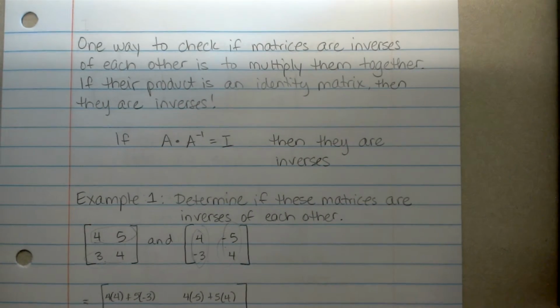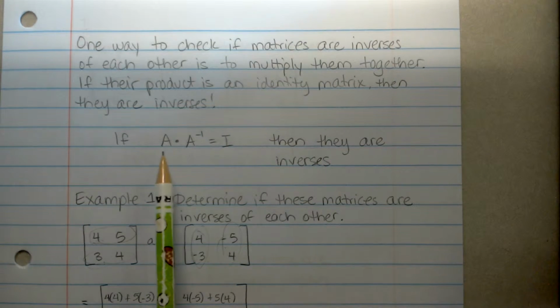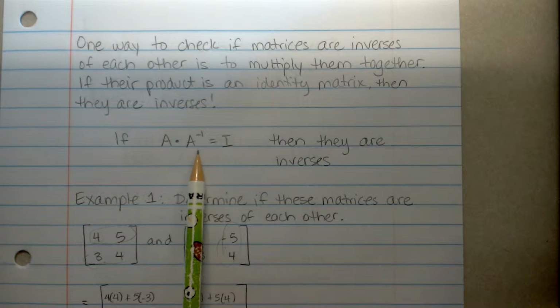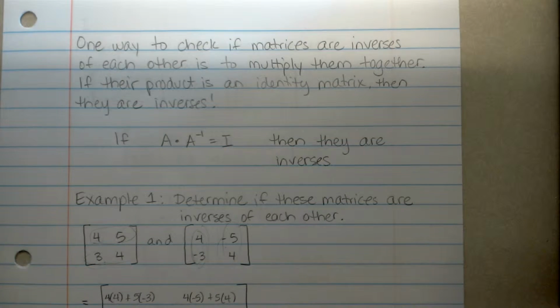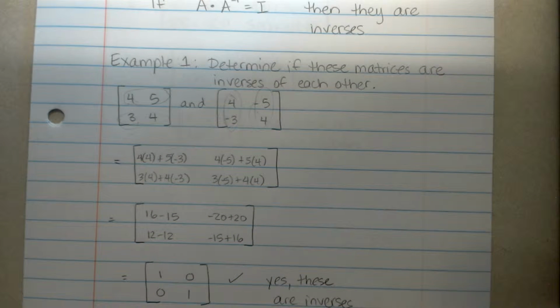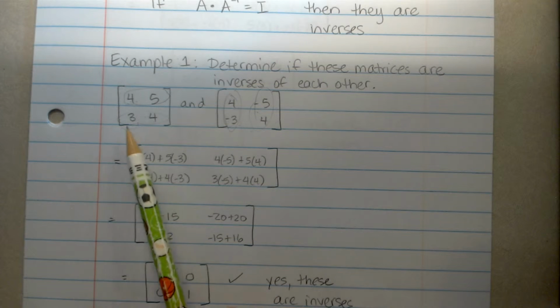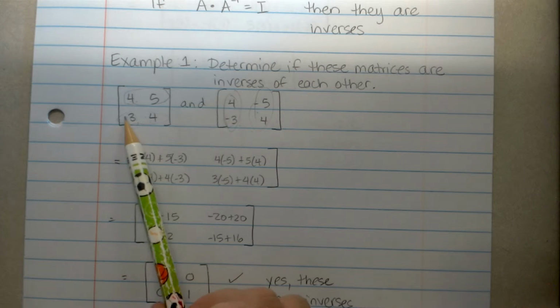So one way you may be asked if two matrices are inverses of each other. A way to check that is if the matrices multiply together to form the identity, then they must be inverses. So if I have a matrix and I multiply it by what I think is the inverse, I will get the identity. If this is true, then they're inverses. So we have an example here where we've taken a matrix and another matrix, and we want to know, are they inverses? Well, one way to do it is to simply multiply them by each other and find out if you get the identity. So let's look at how we did this.